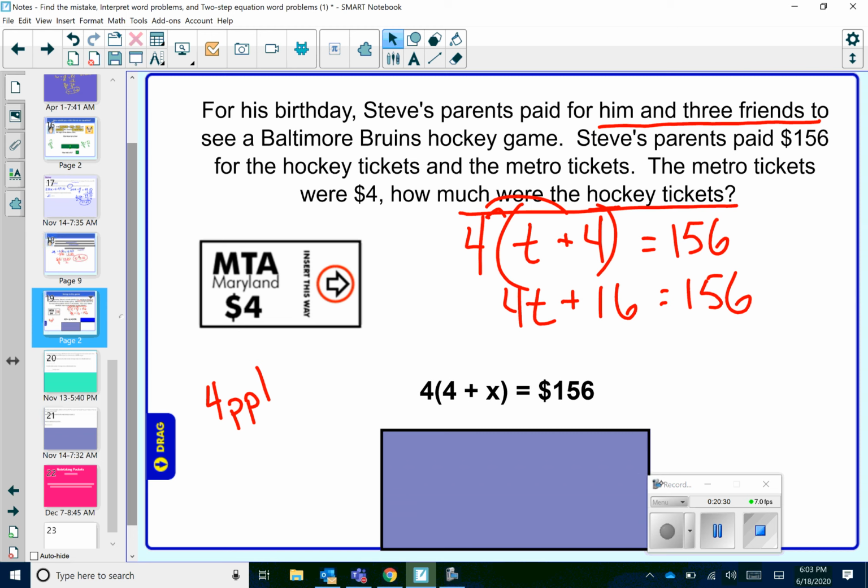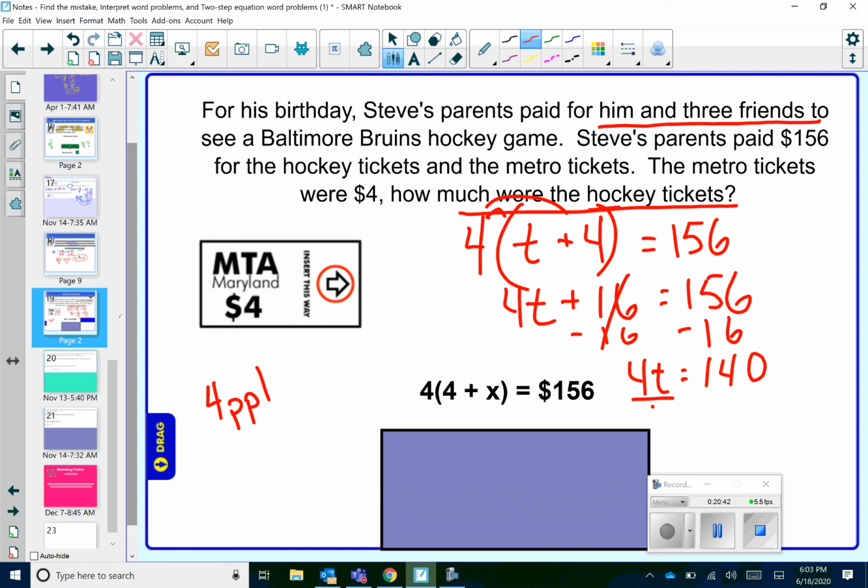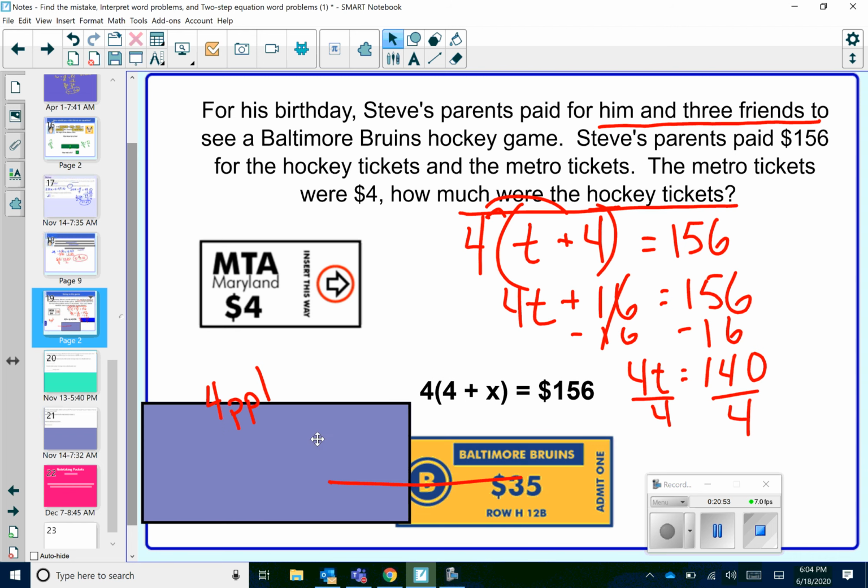They use the variable x, I'm using t. So now we're just going to solve it. I'm going to subtract 16 on both sides. That leaves me with 4t equals 140. And then when we divide 140 by 4, that leaves me with $35, which is our final answer.